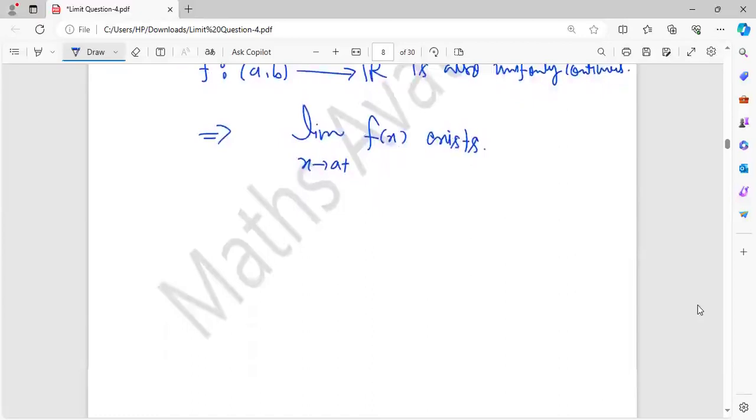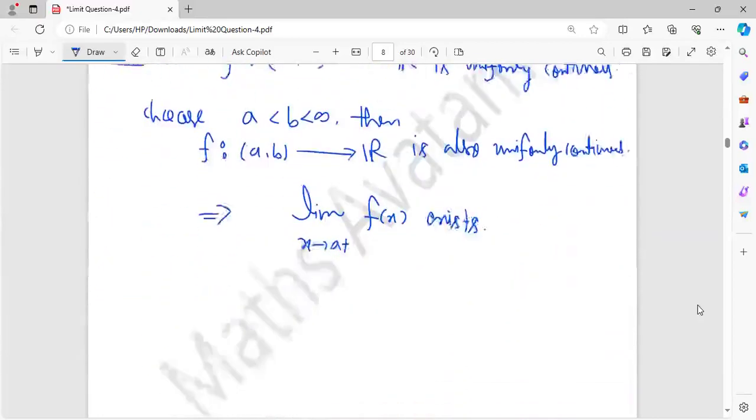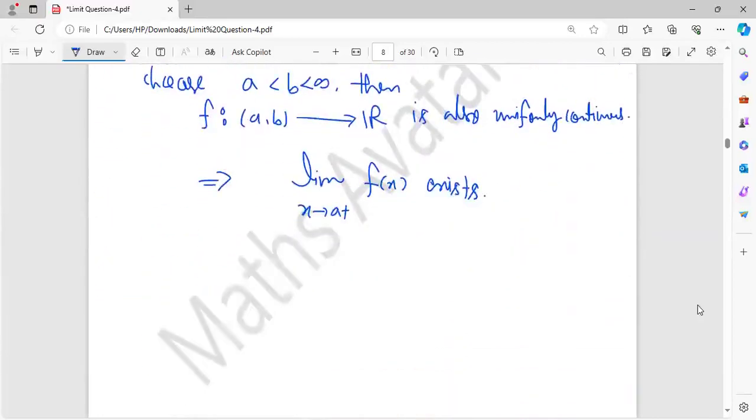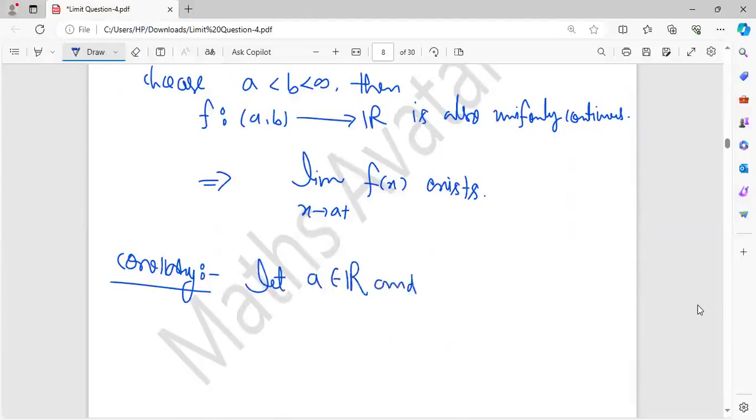Okay. So now we come to the corollary. Corollary: let a belong to the real numbers, and f on [a, infinity) be a continuous function.